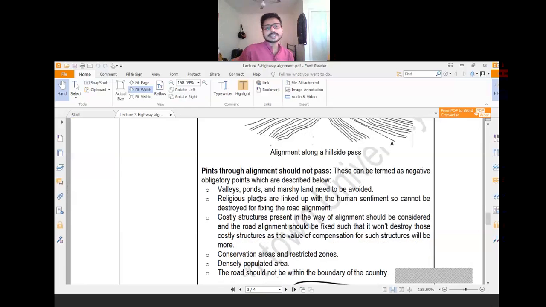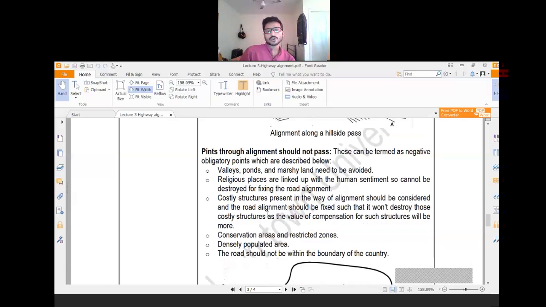Another one is religious places. They are linked with human sentiment, so they cannot be destroyed. Suppose you have planned some road construction, and in between some temples, mosques or churches are coming up. If you demolish that religious place, it will create a lot of unrest among the people. So it is better to avoid such places.